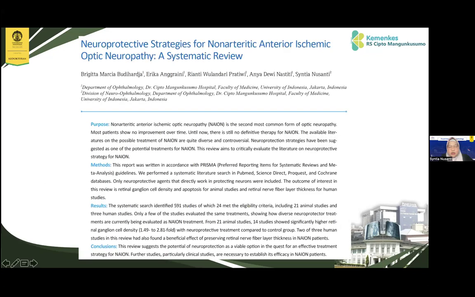But another review is about neuroprotective strategy. Because we cannot do anything with the optic nerve, we try to find whether there is anything we can give that will restore the ganglion cell or the retinal nerve fiber layer. So some of the research tries to find a neuroprotective strategy for non-arteritic ischemic optic neuropathy.